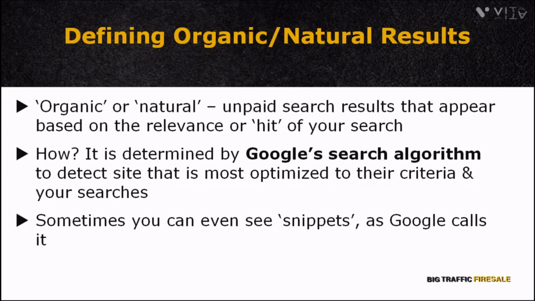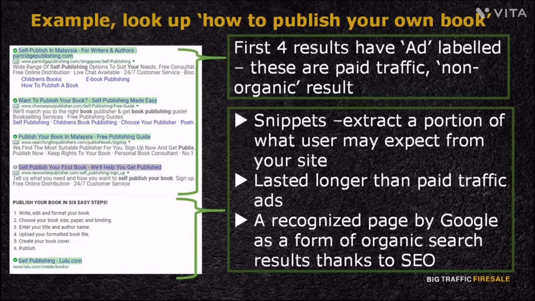What is the algorithm behind Google search for SEO, you ask? We will uncover that during our special step-by-step on how to optimize your site. For now, here's a better picture of these organic search results. Say, for example, you look up in the Google browser how to publish your own book, or simply publish your book. You'll see up to 10 search results on this first page.